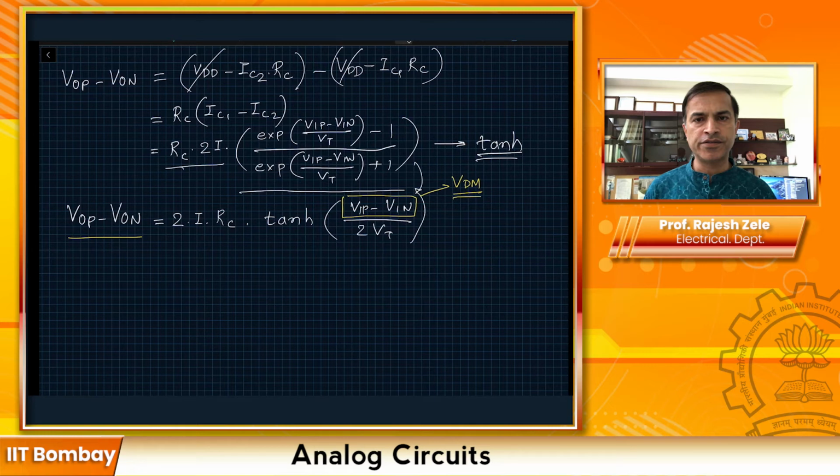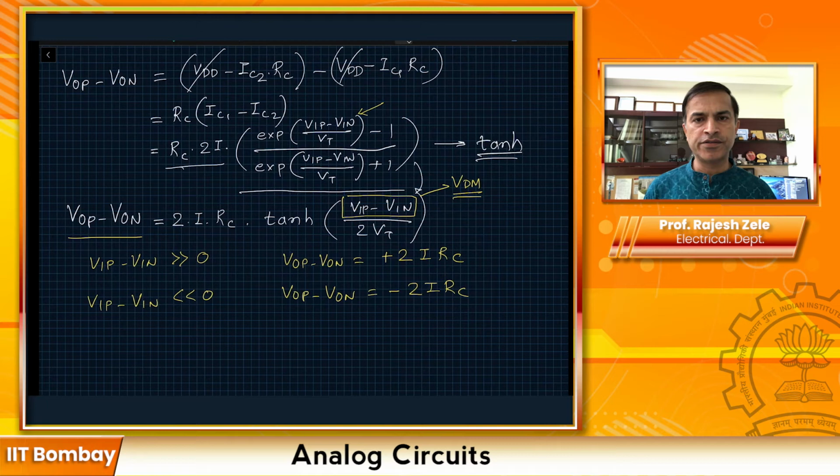Let's look at this function and see what happens when VIP minus VIN is much greater than 0. In this case, you can see that the exponential terms will dominate, and VOP minus VON would look like plus 2I RC. Similarly, if VIP minus VIN is much less than 0, then you will get VOP minus VON equal to minus 2 times I RC. You can convince yourself of that.